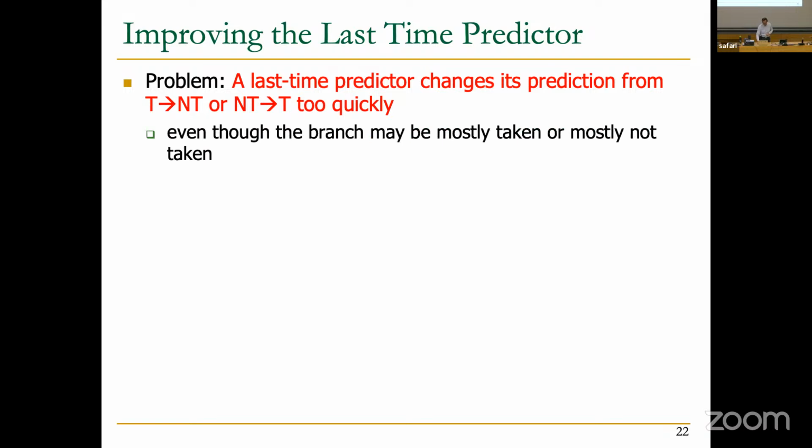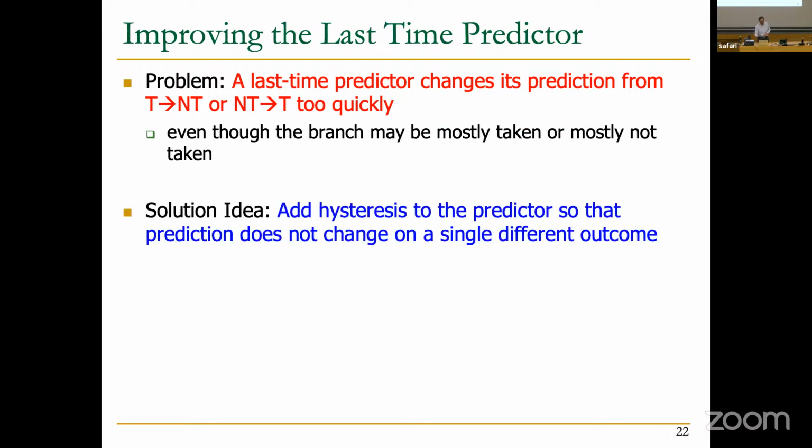Right? Okay, basically, even though the branch may be mostly taken or mostly not taken. So the solution idea that people have developed over time is to add hysteresis. How many of you know the term hysteresis? Okay, if you're a mechanical engineer, you should know this term, but you guys are not mechanical engineers, but I'm going to explain it. Basically, this is some buffer in decision making to make sure that a single different outcome doesn't change the prediction.